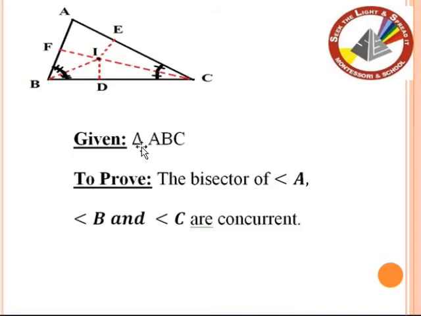Next step of the theorem is the given. Only a triangle is given, so I have written triangle ABC. To prove, we have to prove that all the angle bisectors of this triangle are congruent. So I have written that the bisectors of angle A, angle B, and angle C are congruent.